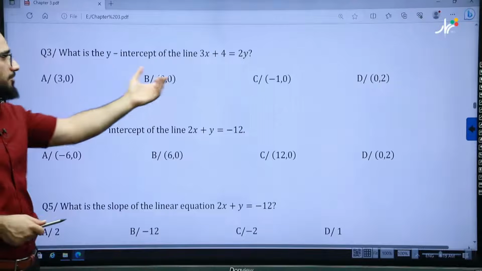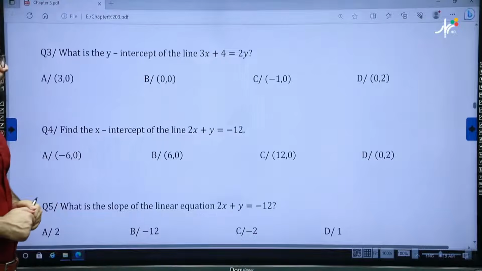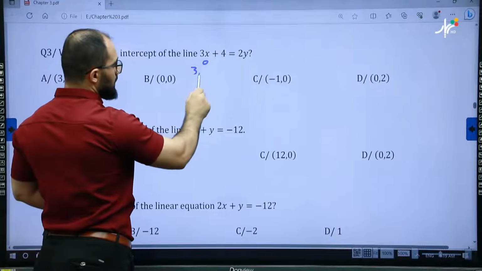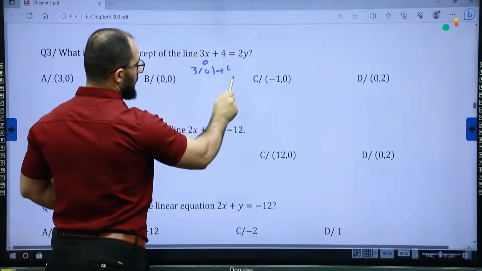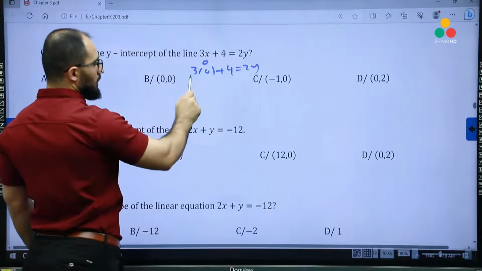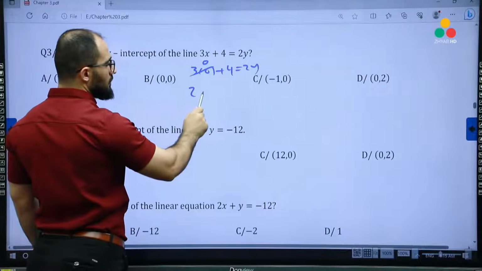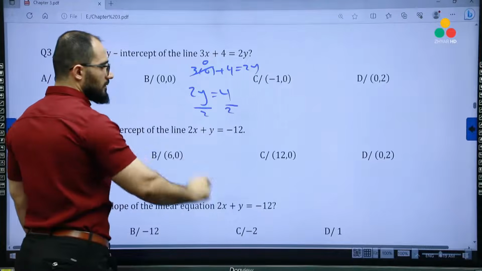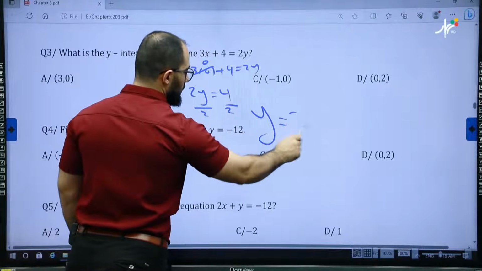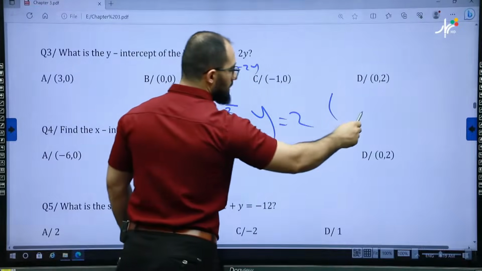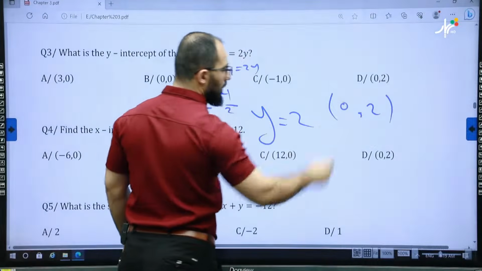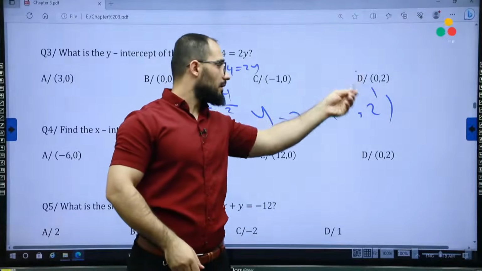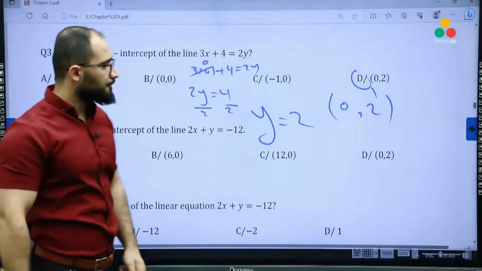Question 3: what is the y-intercept of the line 3x plus 4 is equal to 2y? For the y-intercept, you can see we have an ordered pair. It means x is equal to 0. Make x 0. So it's going to be 3 times 0 plus 4 is equal to 2y. 3 times 0 is 0, so we have 2y is equal to 4. Divided by 2, y is equal to 2. And x was 0, so the answer is (0, 2). It is D.